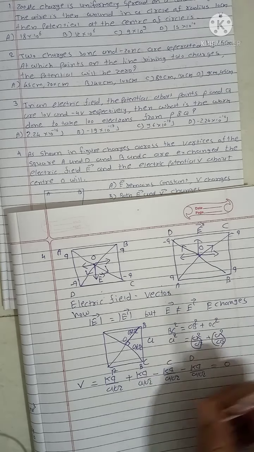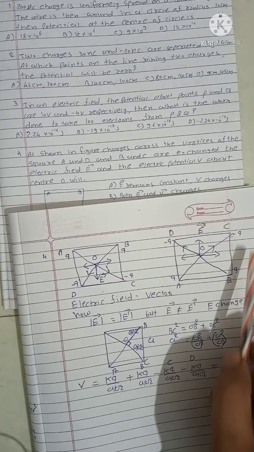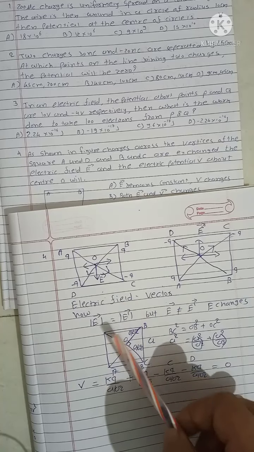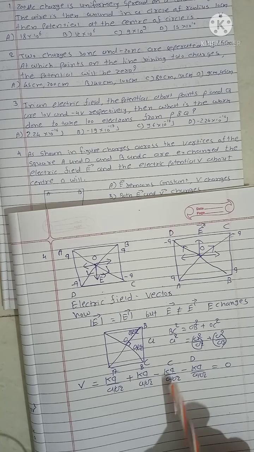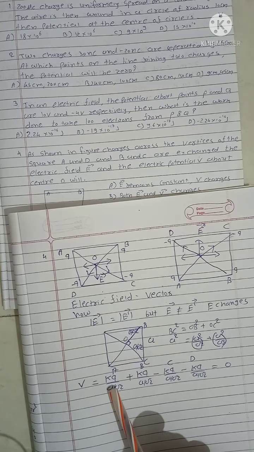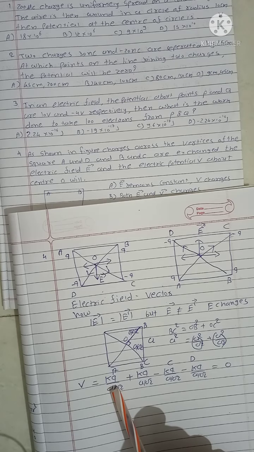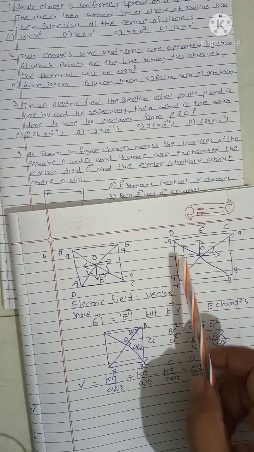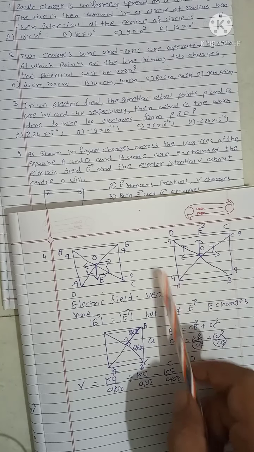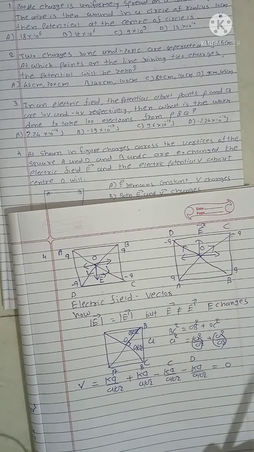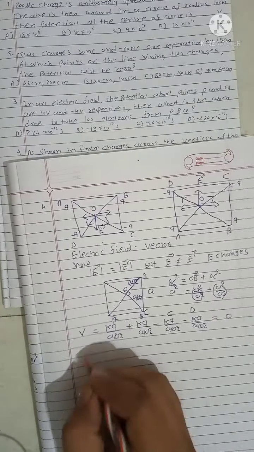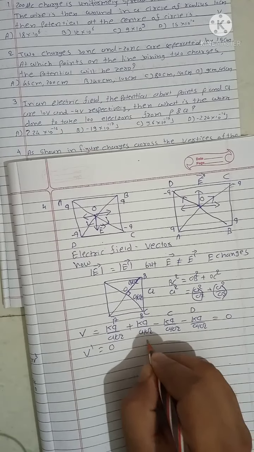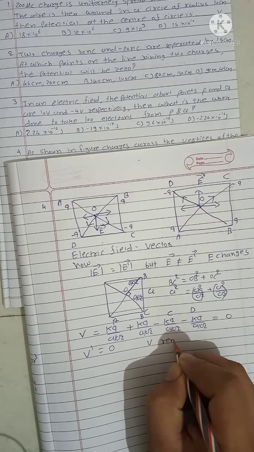Okay, now see what happens when we interchange the charges. There is no change in potential, it will remain the same, because it is not a vector quantity. So whatever place you put these charges, the potential remains the same. Okay, so V dash also becomes 0. So what we can say, V remains constant.